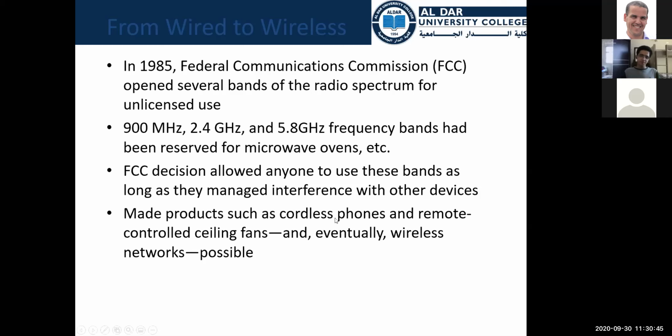This is cordless phones. The unlicensed bands are used for cordless phones, in the army, and remote controls, for example, the ceiling fan, and even wireless networks. That's why we want to concentrate on those unlicensed radio spectrum, because we are going to use them in the wireless networks.